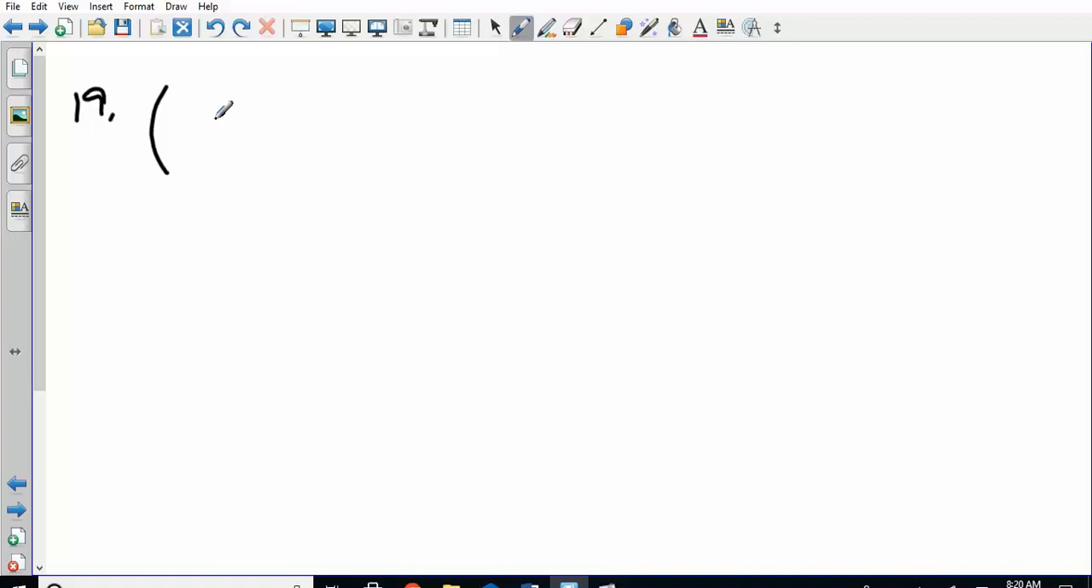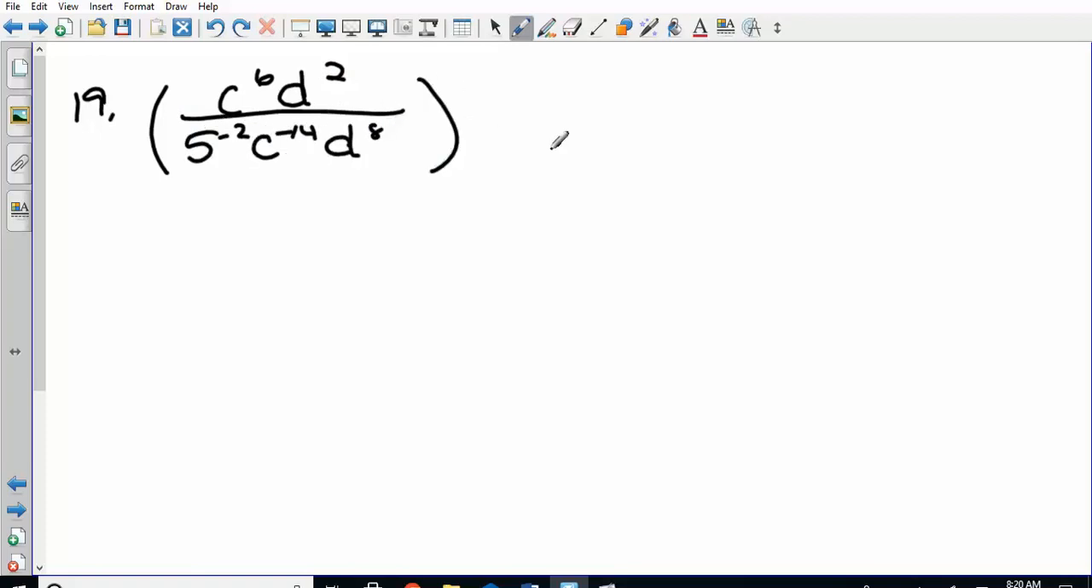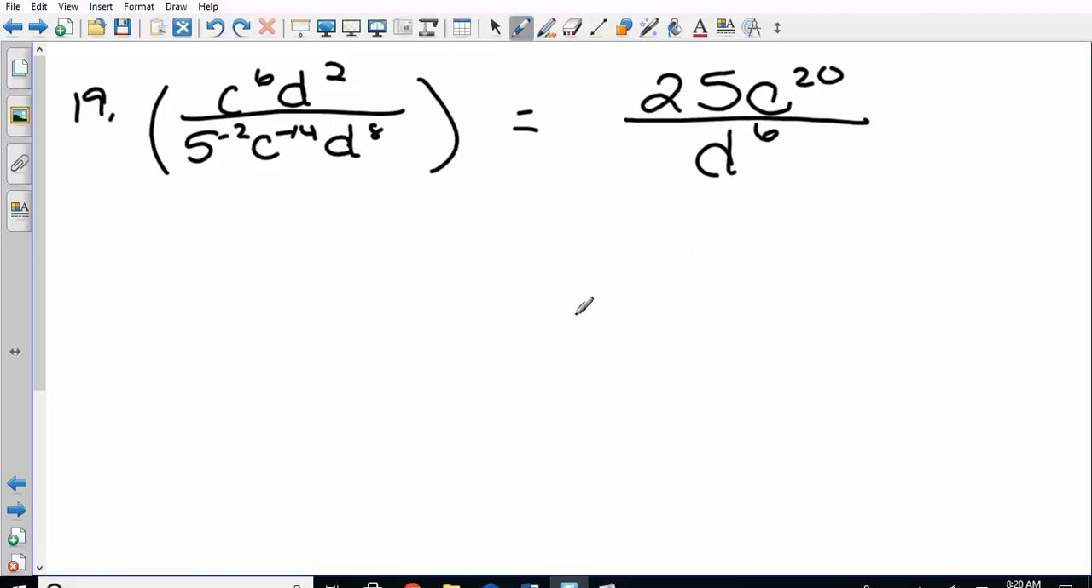Okay, 19. If I distribute the -2 through, then I get c to the 6th, d squared, 5 to the -2, c to the -14, d to the 8. Okay, so 5 to the -2, that would go up on top as a 5 squared. 6 minus negative, or plus 14, would be c to the 20th, and we would have a d to the 6th on the bottom.